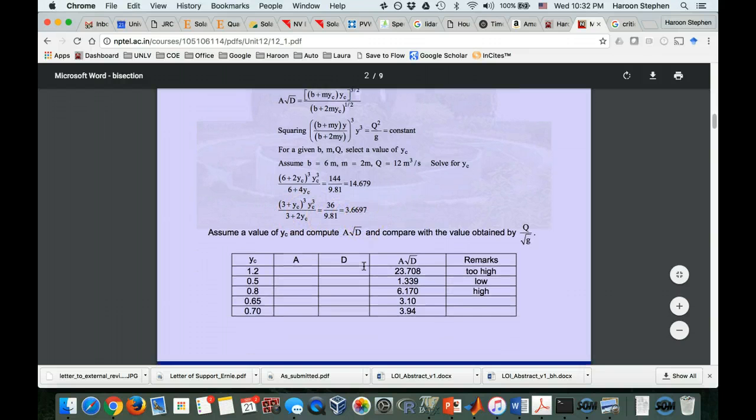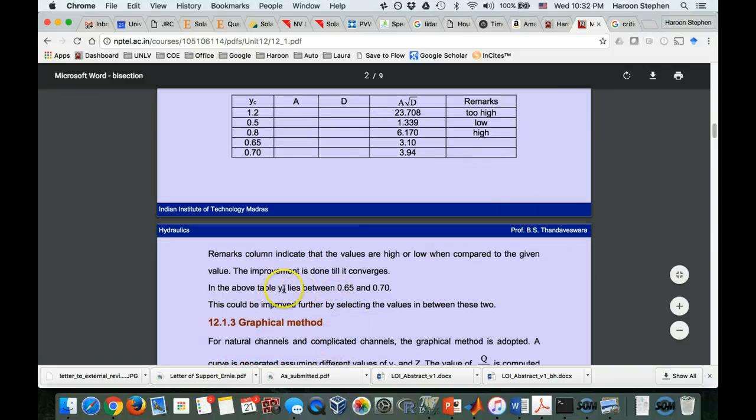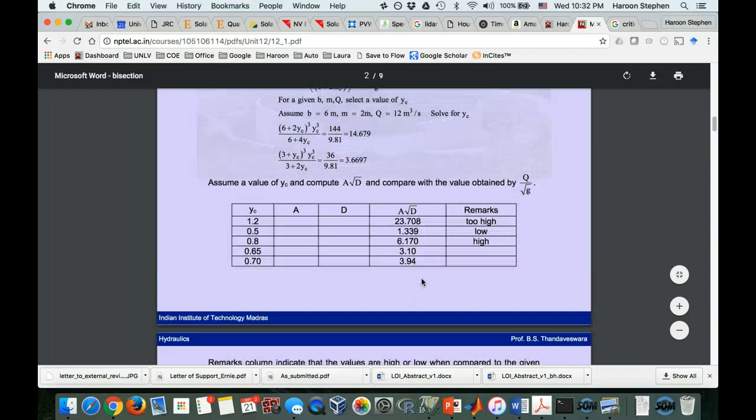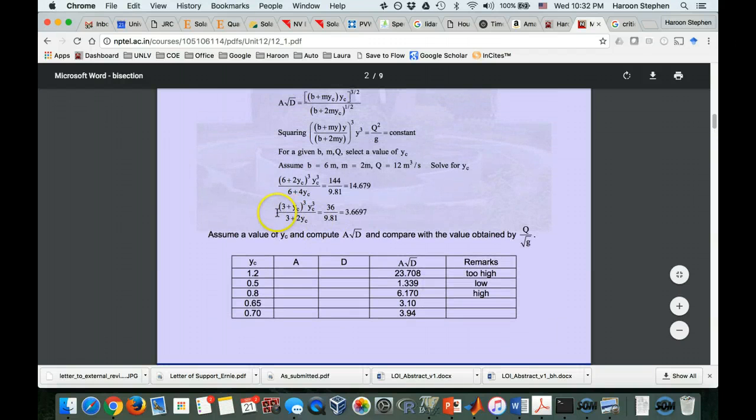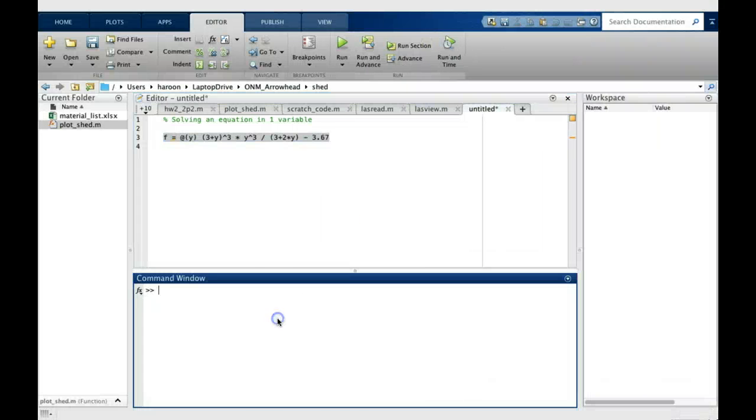Now in this case they use a trial and error method, and they find that the value lies between 0.65 and 0.7. But we will use MATLAB, and in MATLAB we will program this function and then ask MATLAB to solve it for us. So the way we do it, we define this function. We take 3.66 onto the other side of the equation, so it becomes a function equal to 0. So this is how we do it.